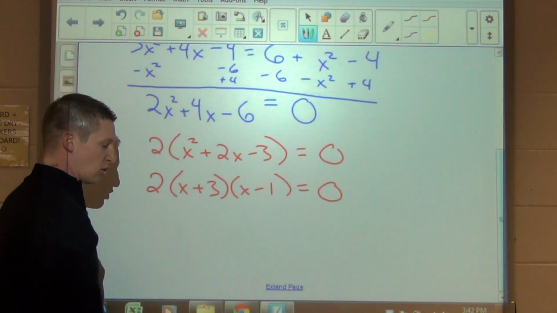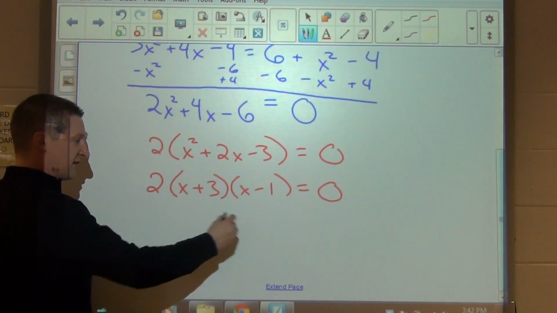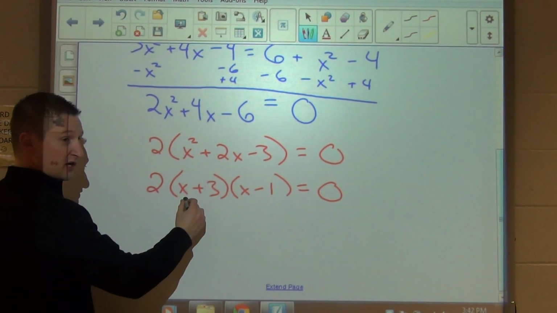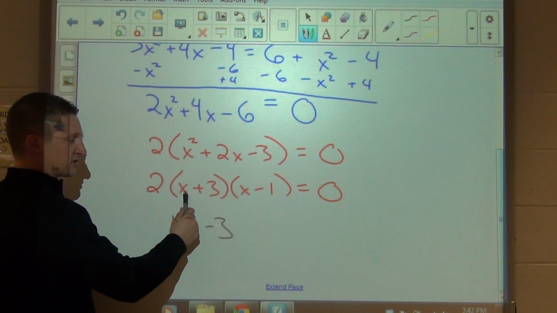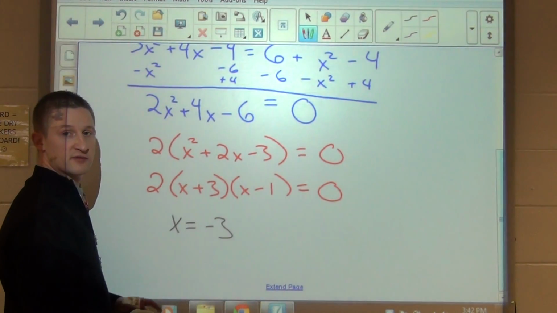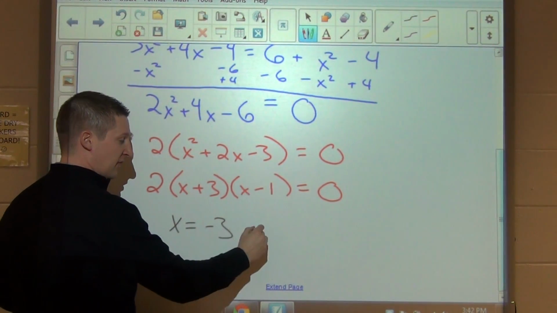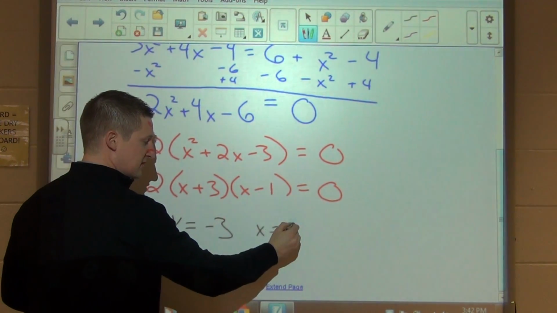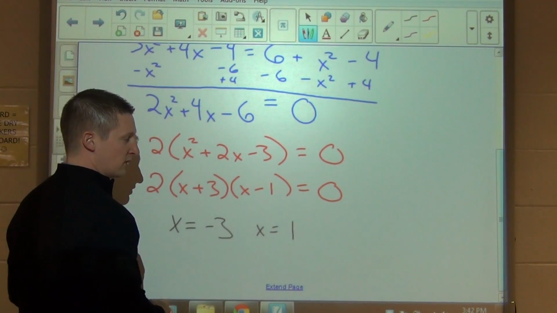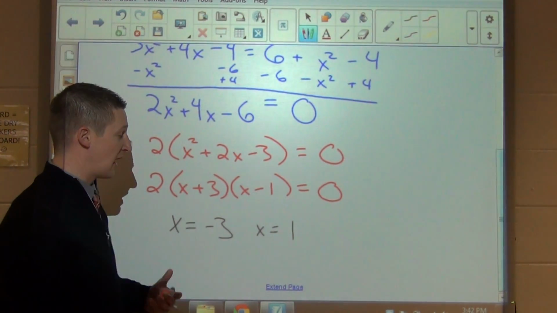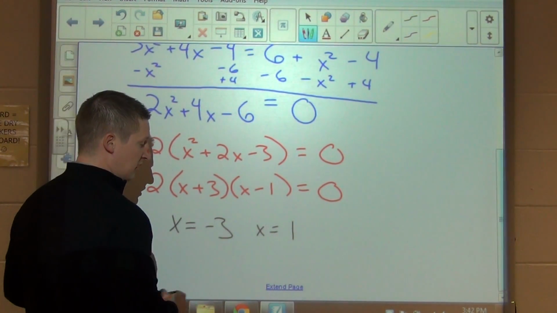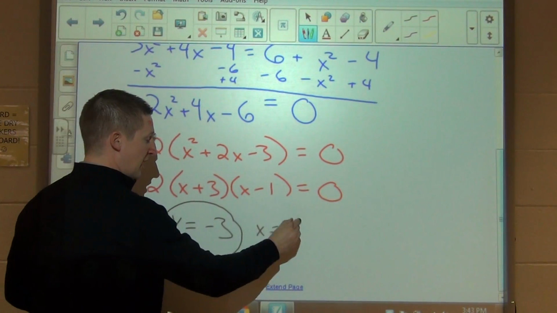I then use the zero product property to decide that, well, if something plugged in here makes everything equal 0, that something must be -3. -3 plus 3 is 0 times, who cares what the rest of it is, it's going to be 0. And my other answer is going to be +1. I'd say 1 minus 1, that's 0 times, who cares what the rest is, it's going to be 0. Now, in this case, I have two answers, which will happen on occasion.